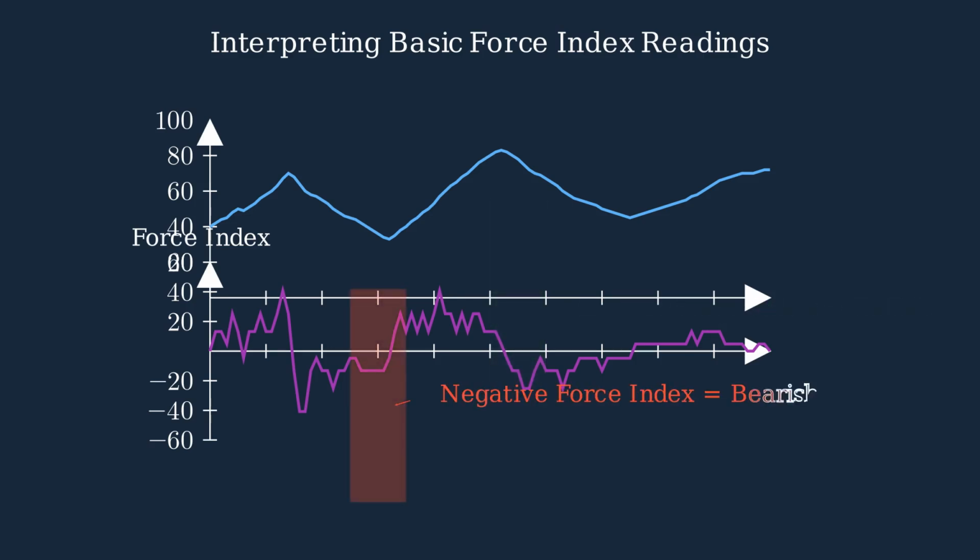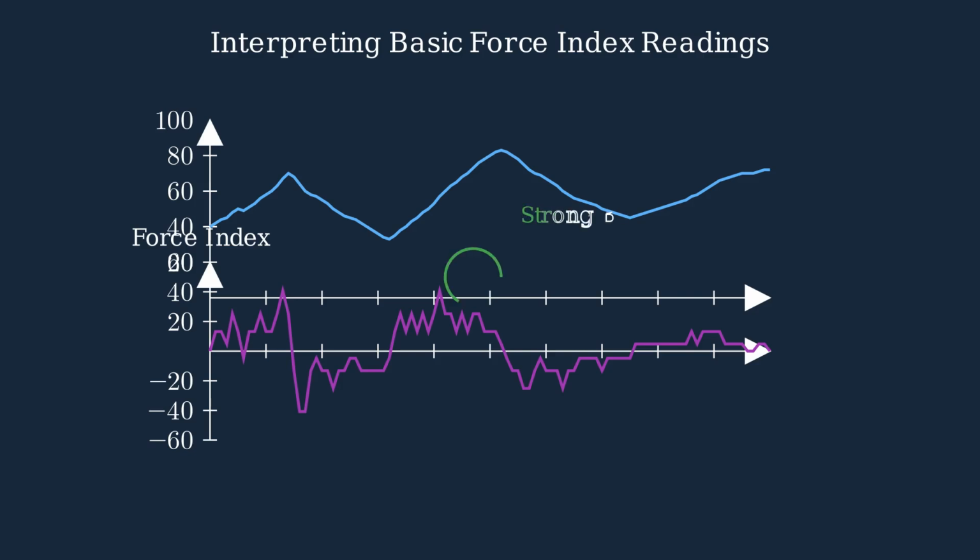Conversely, negative Force Index values indicate selling pressure, reflecting bearish market conditions. The magnitude of the Force Index reading indicates the strength of the move. Large positive spikes suggest strong buying pressure, while large negative spikes indicate strong selling pressure in the market. Near zero readings in the Force Index suggest market equilibrium or indecision, where neither buyers nor sellers are dominating.